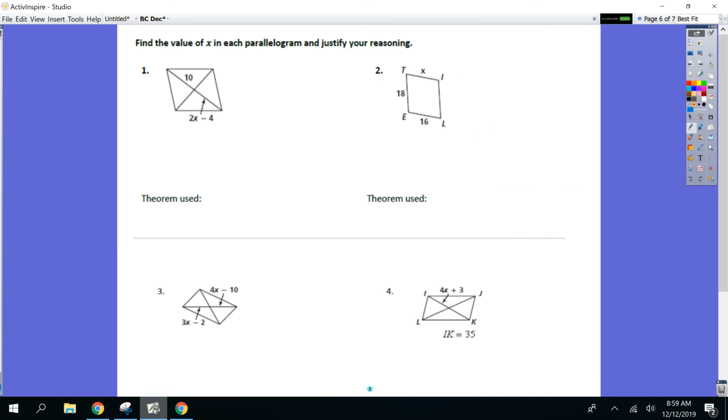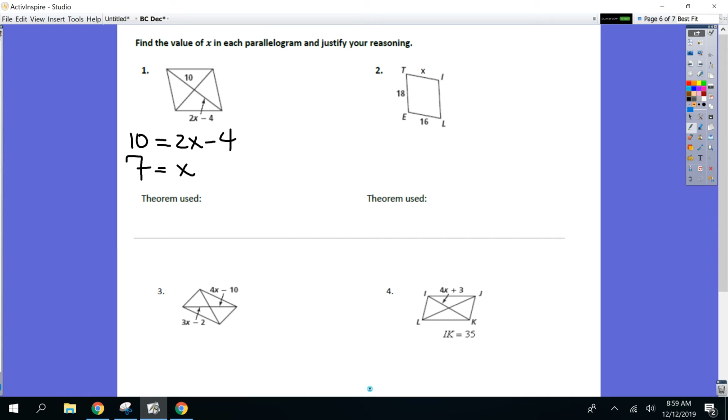What are you going to do to those two? 10 equals 2x minus 4. When you get the value of x, Maya, let me know. 7, yes. I don't have to plug it back in because it just says find x.